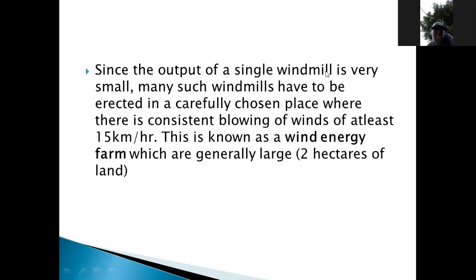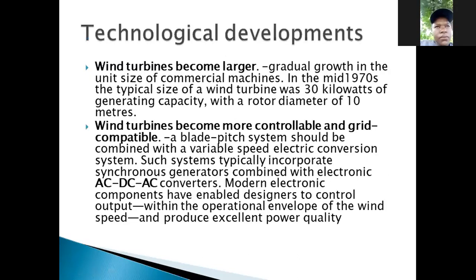A single windmill produces a very small amount of electrical energy. So we have several of them. We have what you call a wind energy farm, which has several windmills, and so the output can be connected together to give a larger electrical output. There have been some technological developments as far as wind energy is concerned. We are having turbines which are a bit larger, so they can produce more kilowatts of energy. Then we have wind turbines which are more controllable and grid compatible.